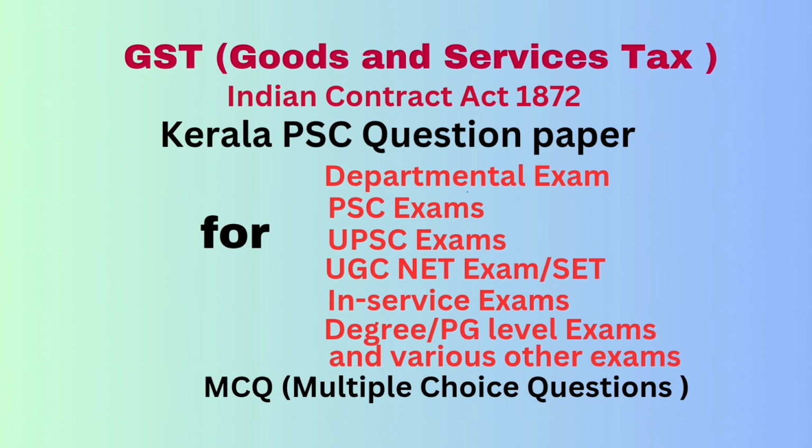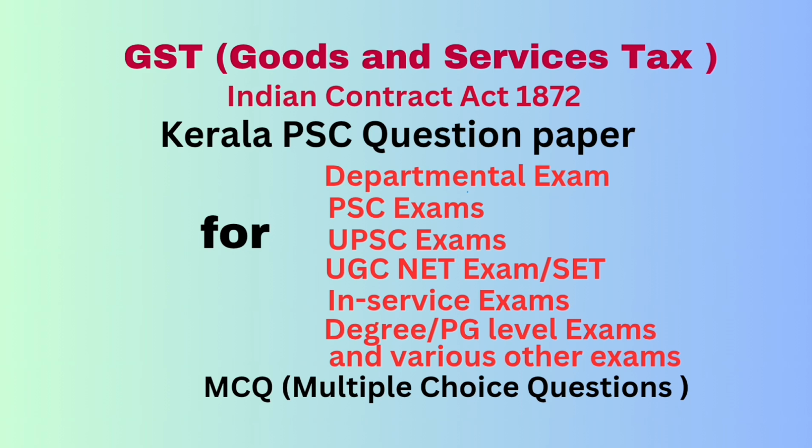Question number 10. Who is not an officer for the purpose of Central GST Act? Option A, Principal Chief Commissioner of Central Tax. Option B, Joint Commissioner of Central Tax. Option C, Deputy Commissioner of Central Tax. Option D, Accountant General of Central Tax. Answer, Accountant General of Central Tax.